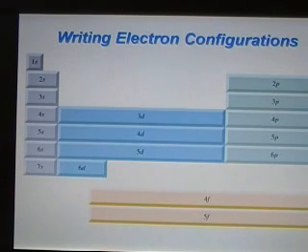We can do this for atoms even more complicated than fluorine. We could look at an atom like scandium, which resides right there. The electron configuration building up to scandium is 1s2, 2s2, 2p6, 3s2, 3p6, 4s2, 3d1.